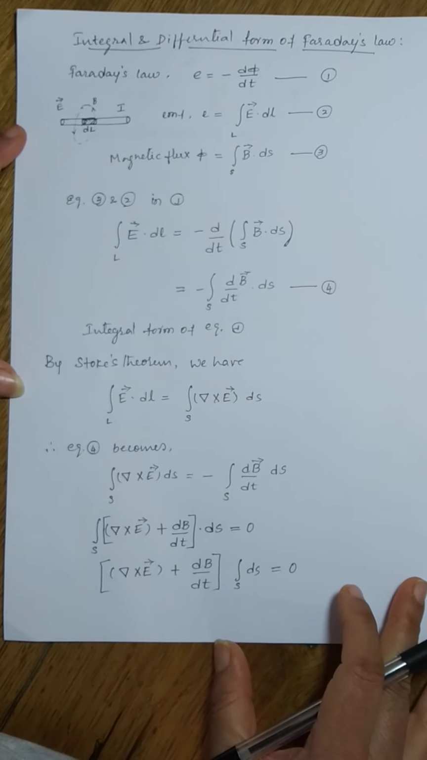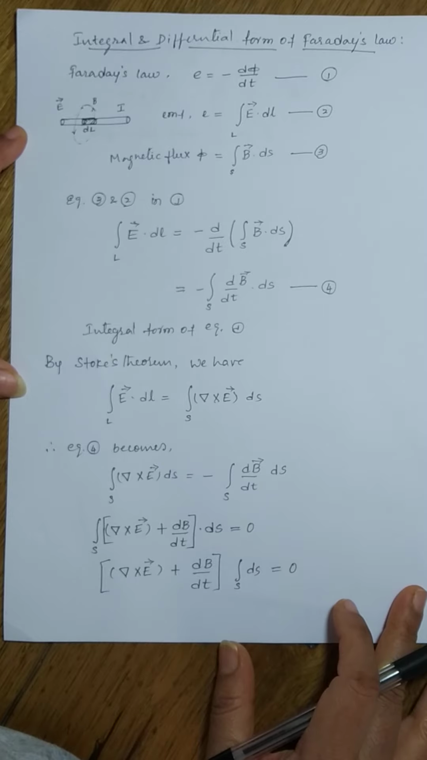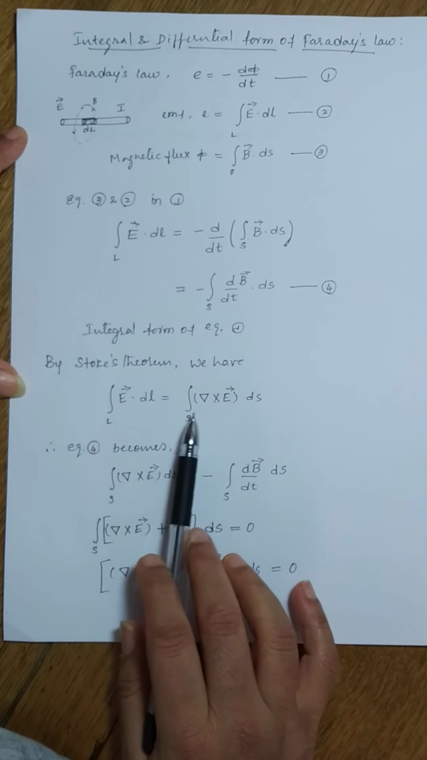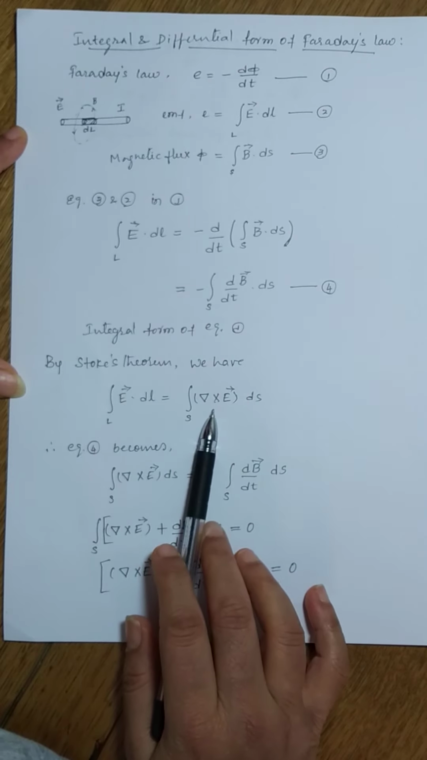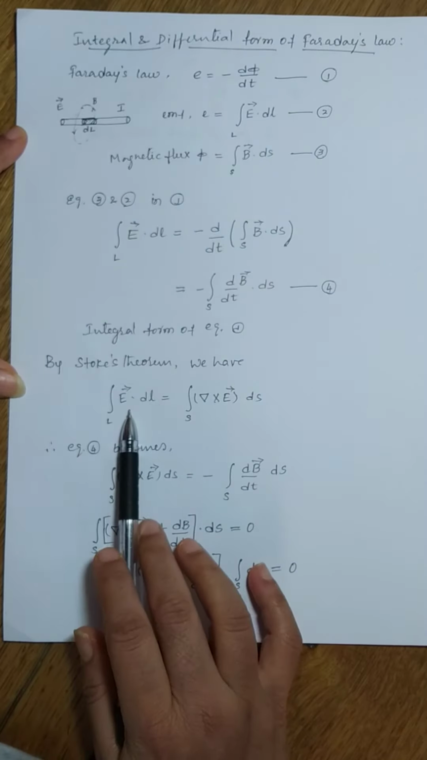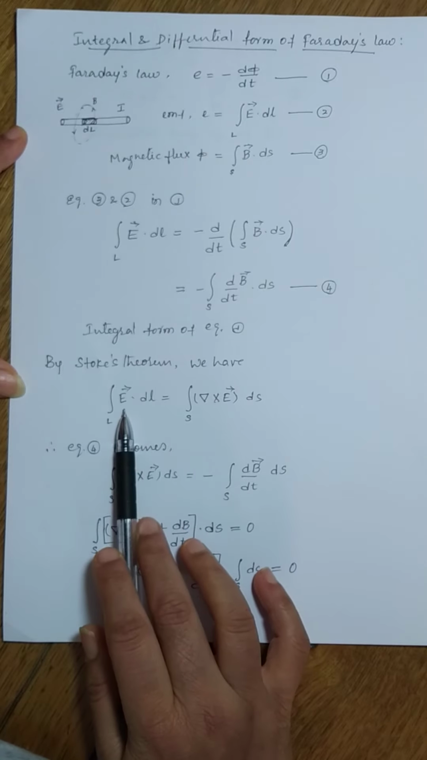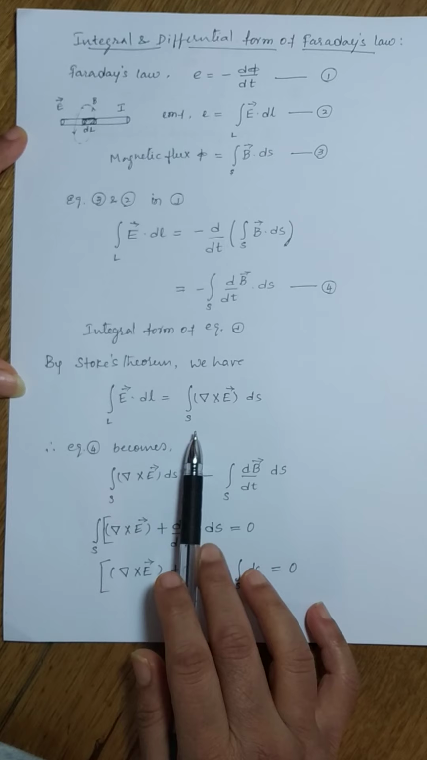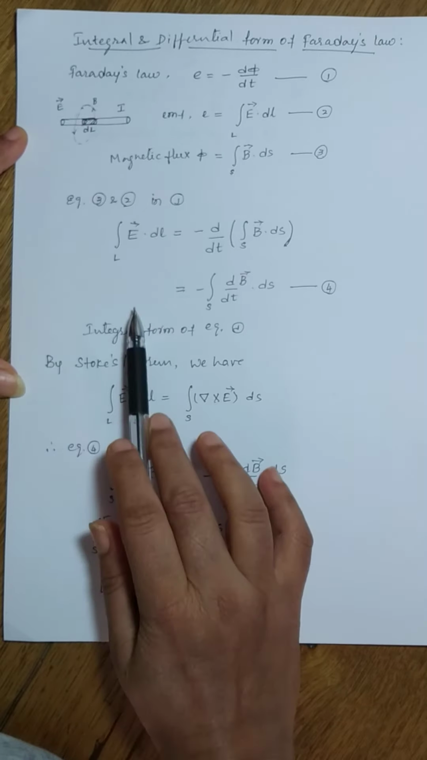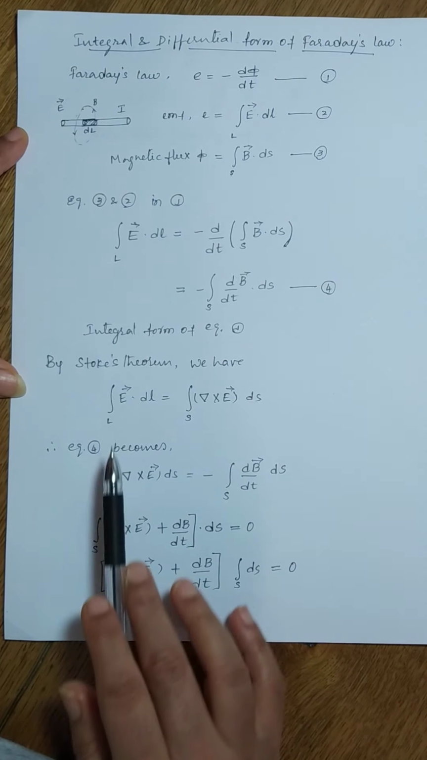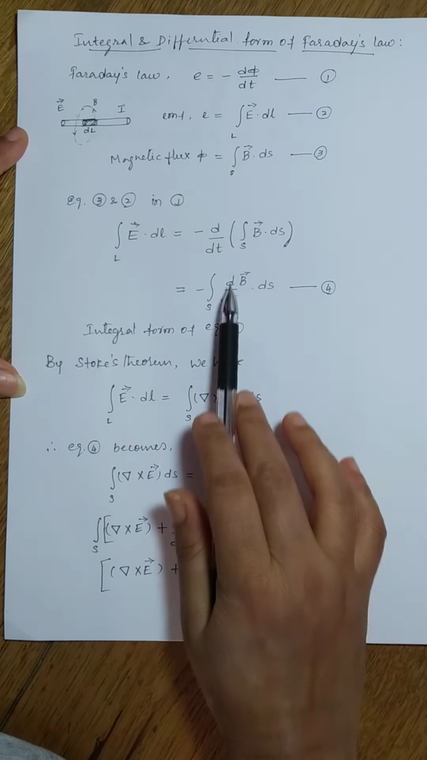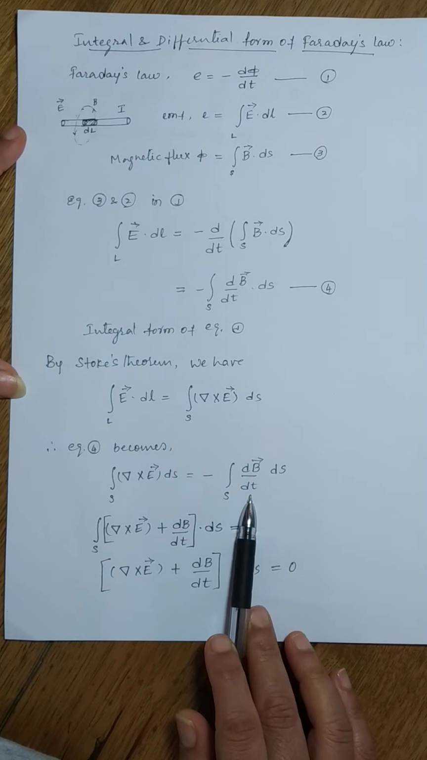Similarly, now let us look at the differential form of the equation. Using Stokes' theorem, the line integral of the vector field E is equal to the surface integral of the curl of the same vector field E. So, the line integral of the electric field vector E dot dl can be expressed in terms of the surface integral of the curl of the same vector. In place of the line integral of E, I have taken the surface integral of the curl of that vector, and on the right hand side the integral form of dB/dt from equation 4.